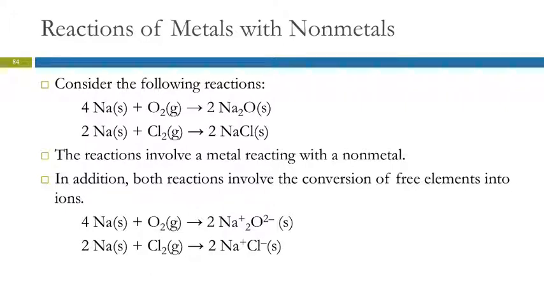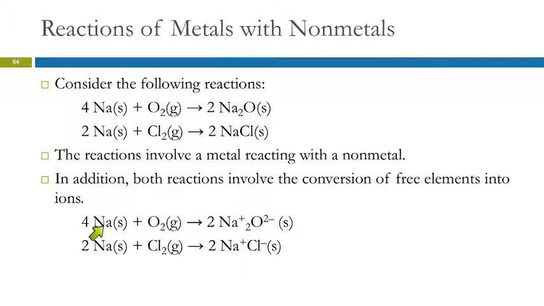So let's look at these. Sodium reacting with oxygen, sodium reacting with chlorine. Both of these involve a metal reacting with a nonmetal. So something reacting with oxygen is a redox reaction. Something where you have a metal reacting with a nonmetal is also going to be a redox reaction. We can also look at these two particular reactions and see, by looking at the atoms and the ions that form, that electrons are being transferred.